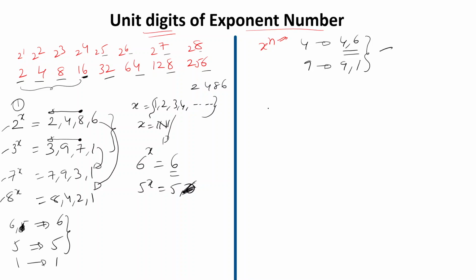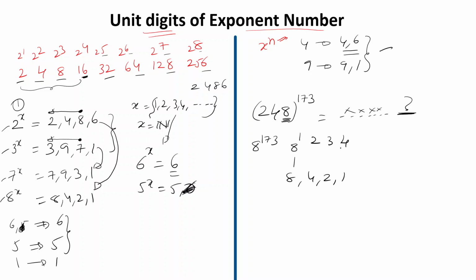So we will see one simple example: 248 whole to the power of 173. There are many different numbers here, but what will come at the end in the unit place? See, here the unit place is 8, so 8 to the power of 173. 8 to the power of 1 is 8, then 4, then 2, 1.